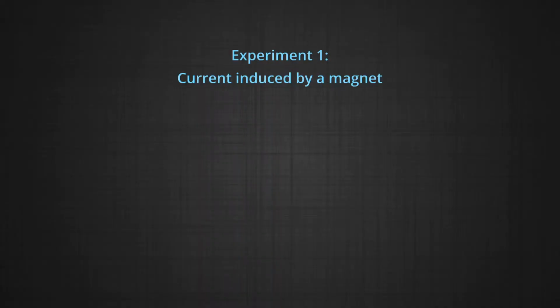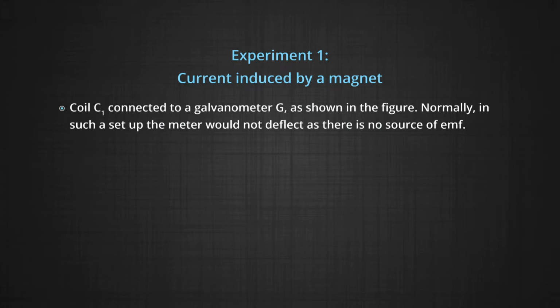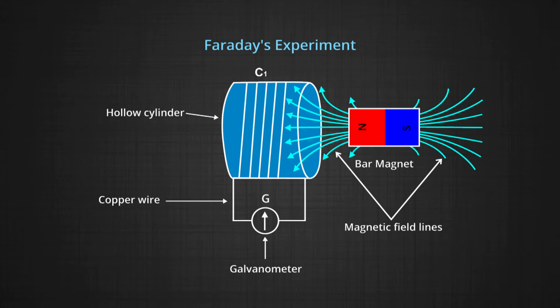Experiment 1. Current induced by a magnet. Let us take a coil C1 connected to a galvanometer G as shown in the figure. Normally, in such a setup, the meter would not deflect as there is no source of EMF. We have taken a coil which is attached to the galvanometer. We also have a bar magnet which can be moved in and out of the coil.